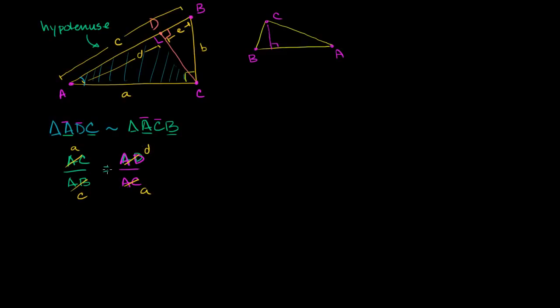And so we have a over c is equal to d over a. If we cross multiply, you have a times a, which is a squared, is equal to c times d, which is cd. So that's a little bit of an interesting result. Let's see what we can do with the other triangle right over here.